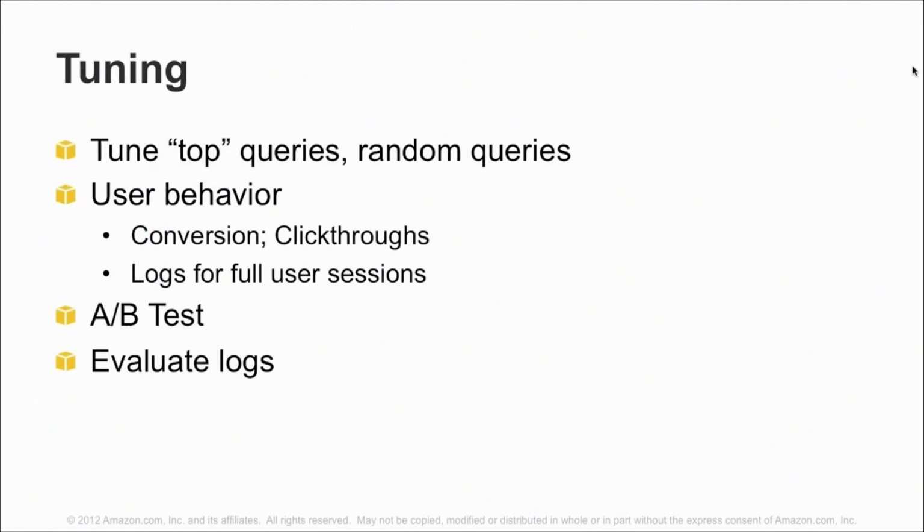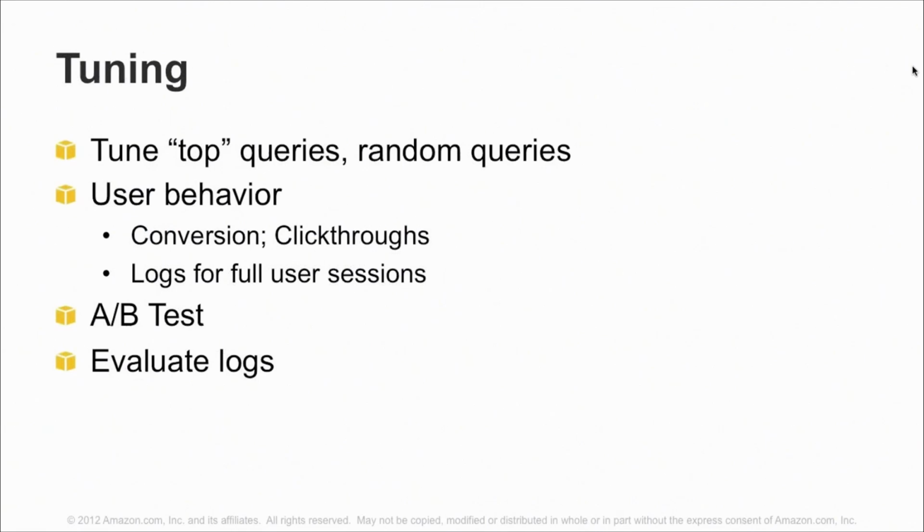It's important to generate a list of top queries that you can actually use to tune. If you have logs, you also need to take some random queries out of the long tail to make sure that everything looks good there as well. Starting with that list of queries, you can also look at what documents are converting, where their click-throughs are.